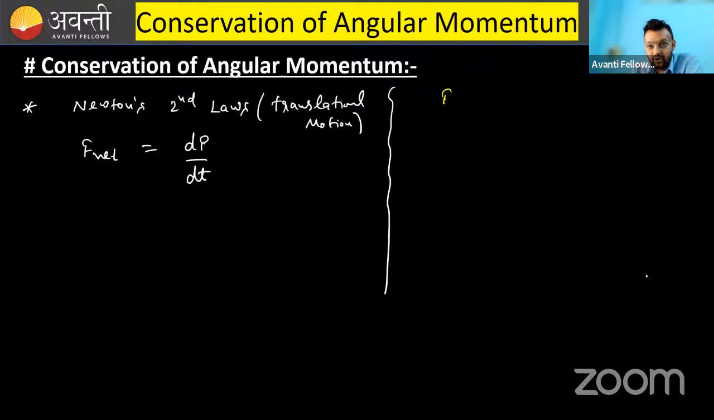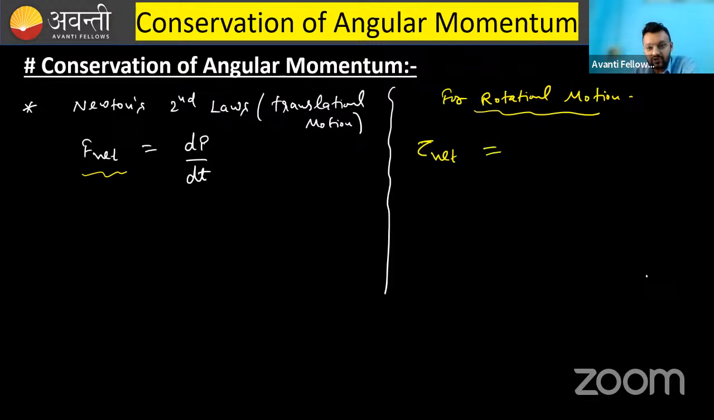So for rotational motion, what can we write? Do you know that force is analogous to what? The thing that is performed by force in translational motion is actually performed by torque in rotational motion. So force is equivalent to torque. So I am replacing this force with the torque. Torque is equal to, the momentum is replaced by angular momentum, that is dL over dt. So I am just changing the terms here from translational to rotational motion.